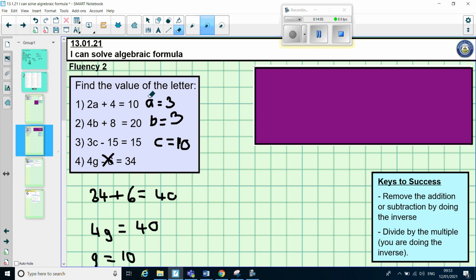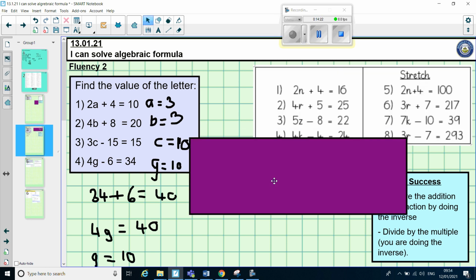Okay, let's put it back into the formula to check. I think 4 lots of g, so 4 times 10, which is 40, take away 6 equals 34. Well, it does, doesn't it? So g in this question equals 10.